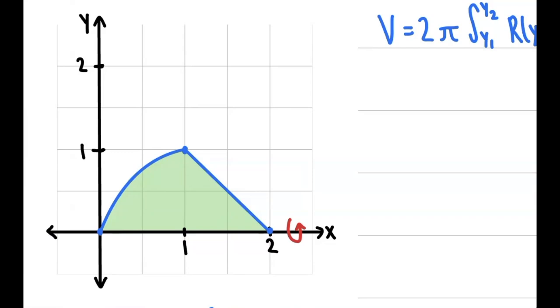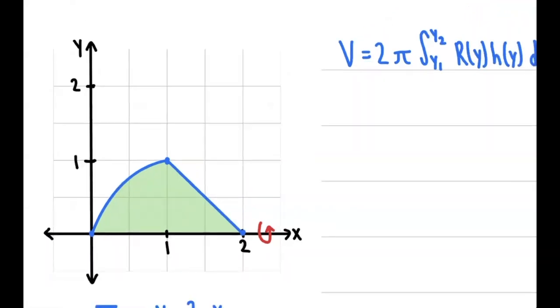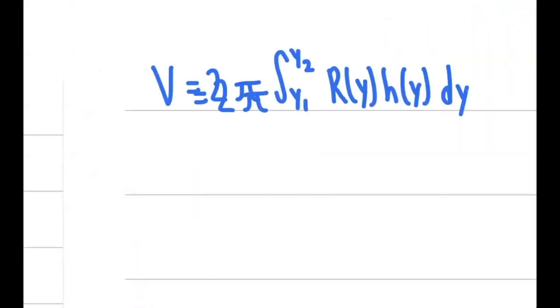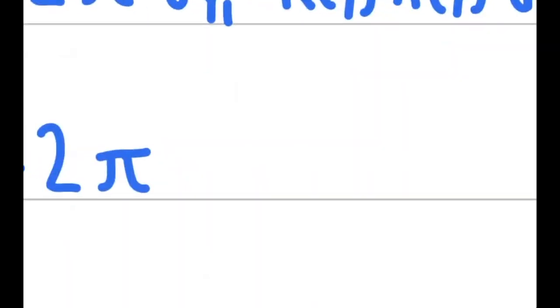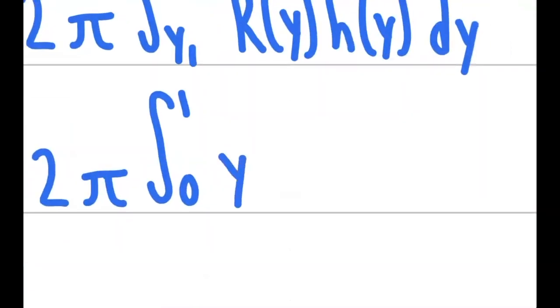Indubitably. So the radius function is just y. This distance right here from the x-axis is just y. And what's going to be the limits of integration? What's y1 and y2? It is 0 and 1. Yep, 0 to 1 right there. So this is the integral from 0 to 1. The radius function is just y.